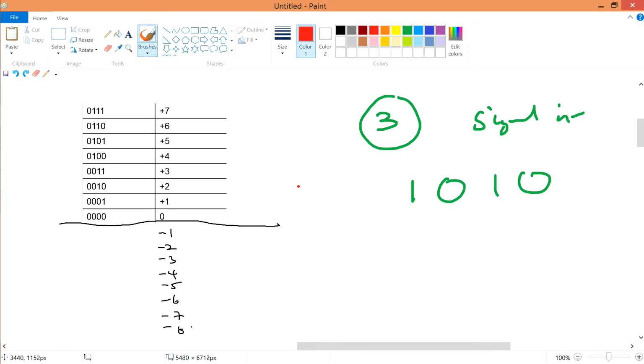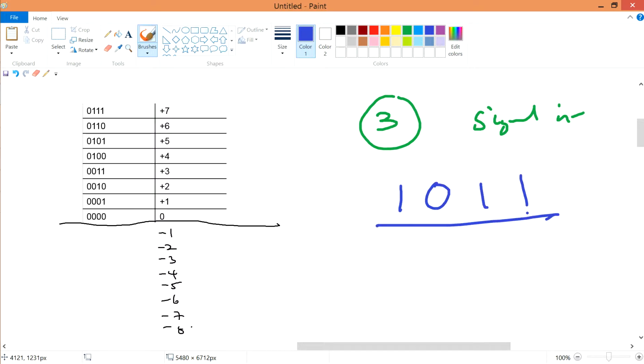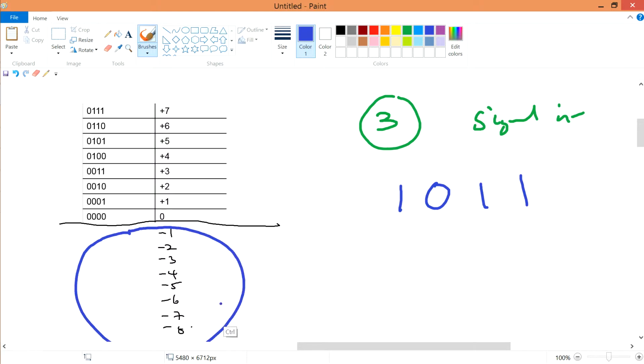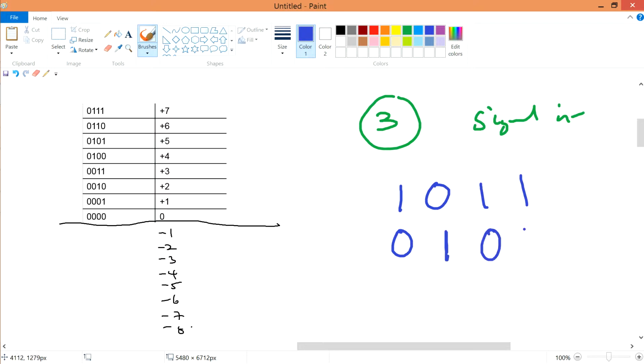Let's do another example. For example, I have 1011. Find its corresponding number. We know that it's a signed integer, so 1011 is what? Do you see any 1011 over here? Don't have. So 1011 belongs to the negative area. So what I can do is to flip this again. I change 1 to 0, 0 to 1, 1 to 0, and as you notice, I change it to here.